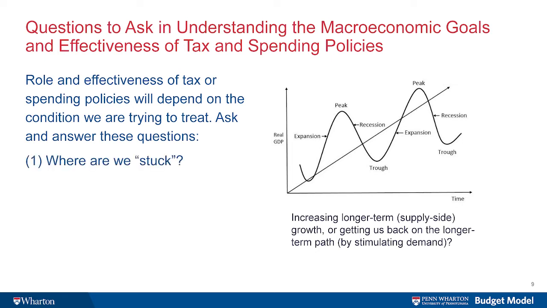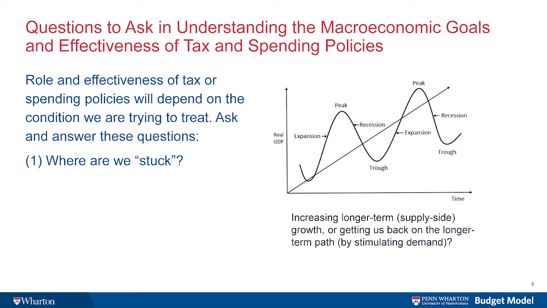In this picture, are we trying to promote an increase in the slope of that diagonal line that says that over time, real GDP rises? Are we trying to make the growth in real GDP higher over time? That's the supply side productive capacity of the economy. Where are we along that long-term supply side growth path? Or are we on one of these peaks and valleys?